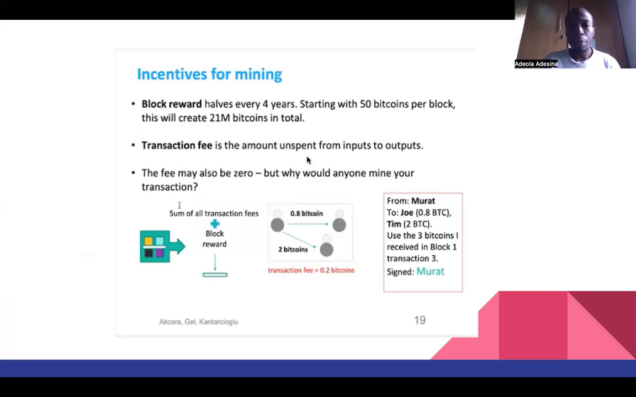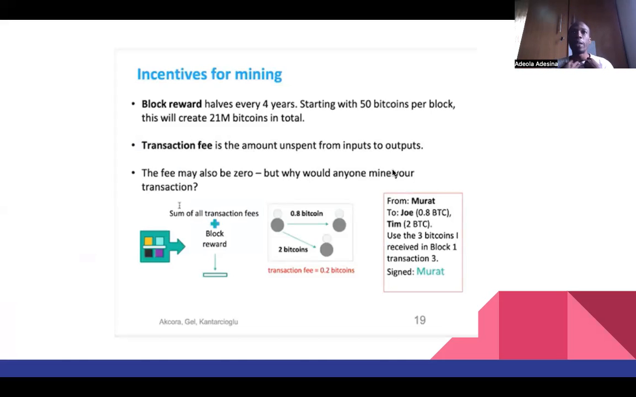Transaction fee is the amount spent from input to output. So basically, the transaction fee is the amount the blockchain rewards the miner for solving the computational problem that finds the hash value that helps the miner approve your transaction, right? The fee may also be 0, but why would anyone mine your transaction for a fee of 0? The blockchain miners are doing mining for financial rewards.